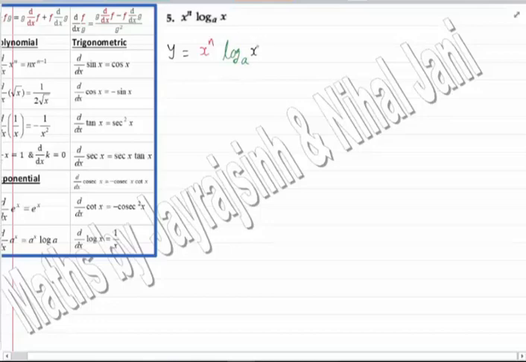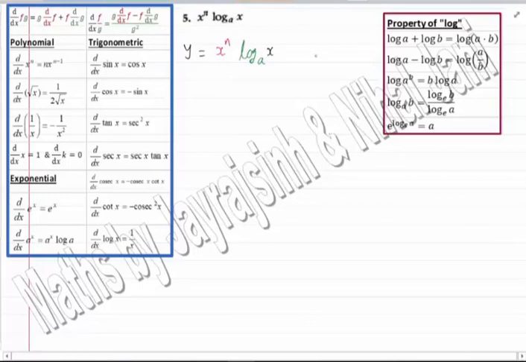And for that we are going to need the properties of log, and here they are. We need to change the base, and for that we are going to use the fourth property shown here. During this process x raised to n will be as it is. So let's use the fourth property, and it suggests that we have to split it as log x with base e upon log a with base e, right?